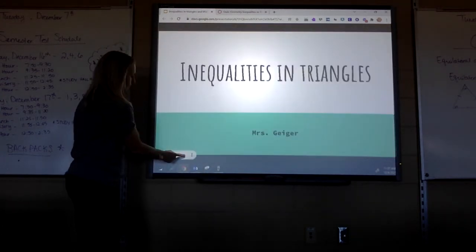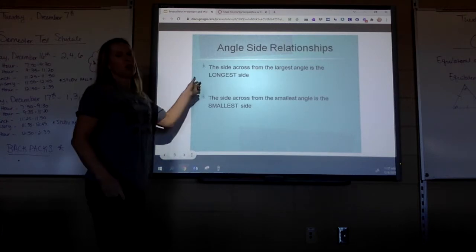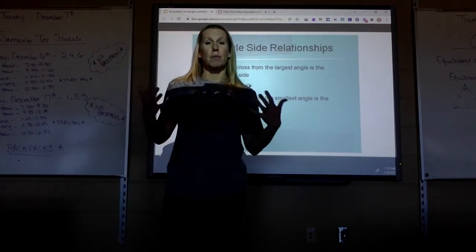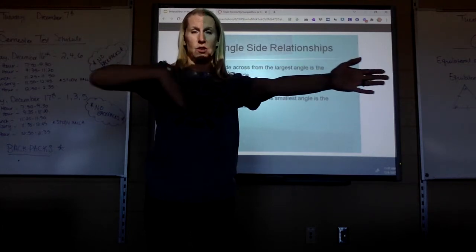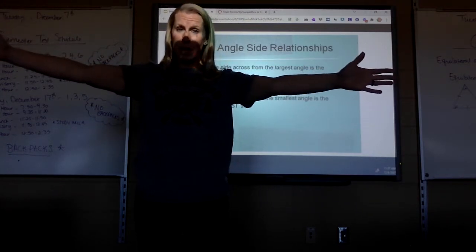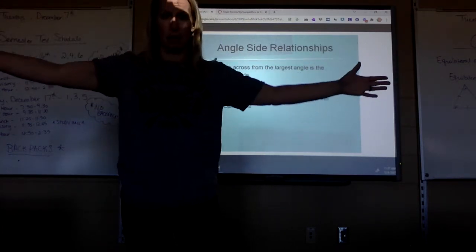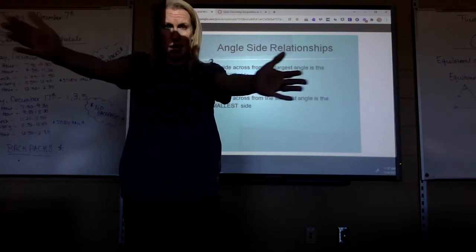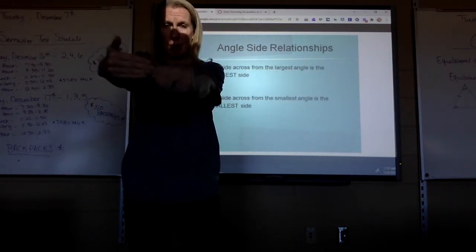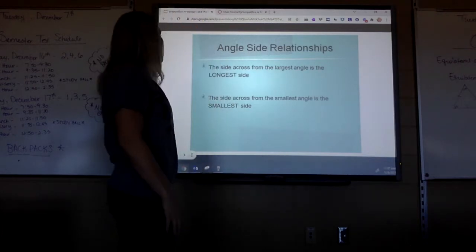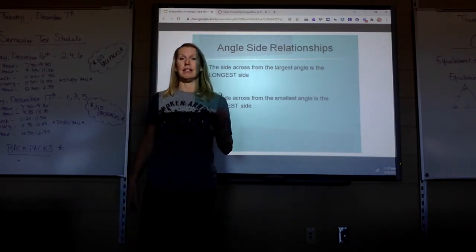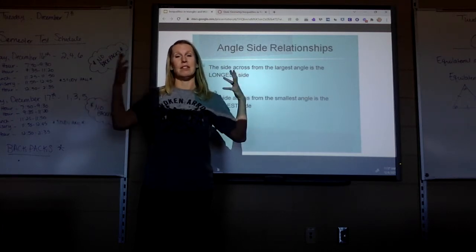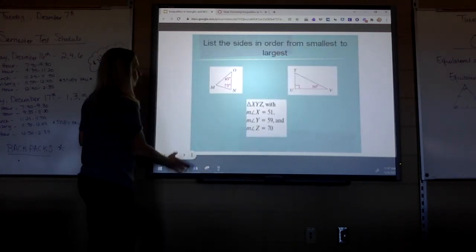So let's get started. The longest side is always across from the biggest angle. If you've got a giant angle, imagine a triangle in here. If you have a big angle, that side opposite is going to be longer. But if you have a tiny angle, that side opposite is going to be smaller. So the side across from the smallest angle is the smallest side. The side across from the biggest angle is the longest side.